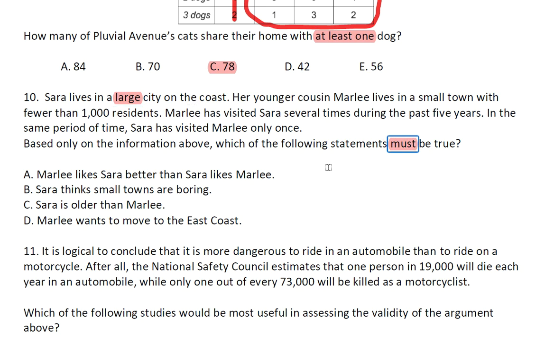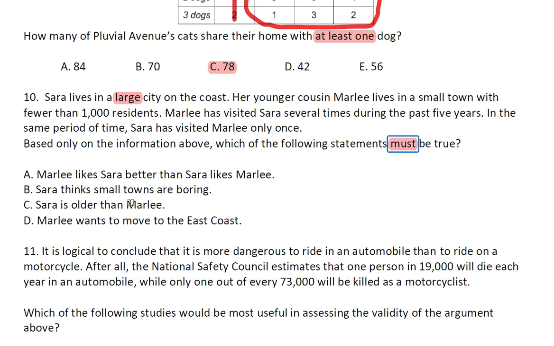All right, now this question could be a little bit tricky for some students. They might get confused by the information overload, because there's a lot of subjective information. Marley likes Sarah better than Sarah likes Marley. Sarah thinks small towns are boring. So these are all subjective opinions. Marley wants to move to the East Coast. Yeah, we don't know about that. Right, this is the only one that could be a fact.